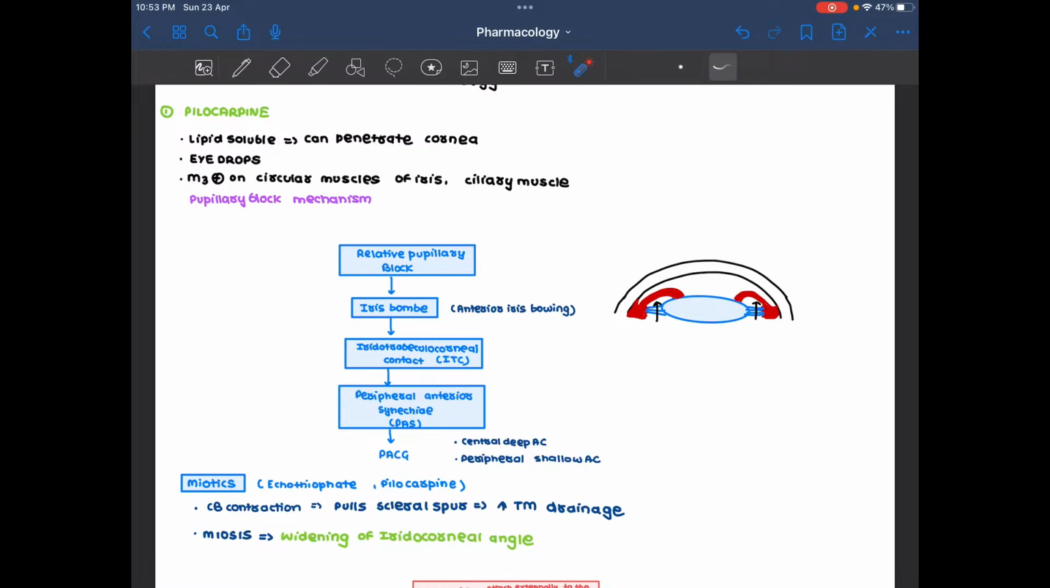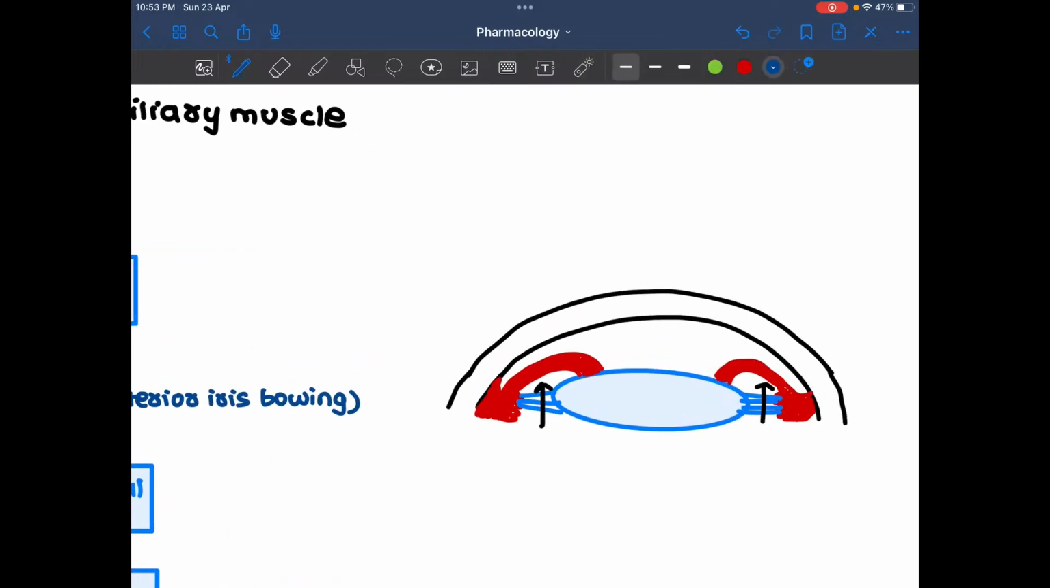Okay, and when this relative pupillary block occurs, what are we going to have? Now we're going to have the bowing of the iris. So this iris now bows. That's known as iris bombe. Ultimately, when this iris bows, it's going to contact this angle. Why is this angle so important for us? This is known as the iridocorneal angle, or I can call it the iridotrabeculocorneal angle, whatever.